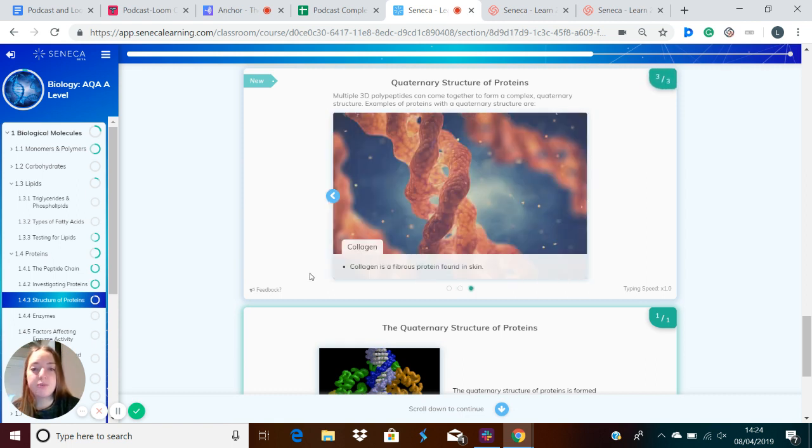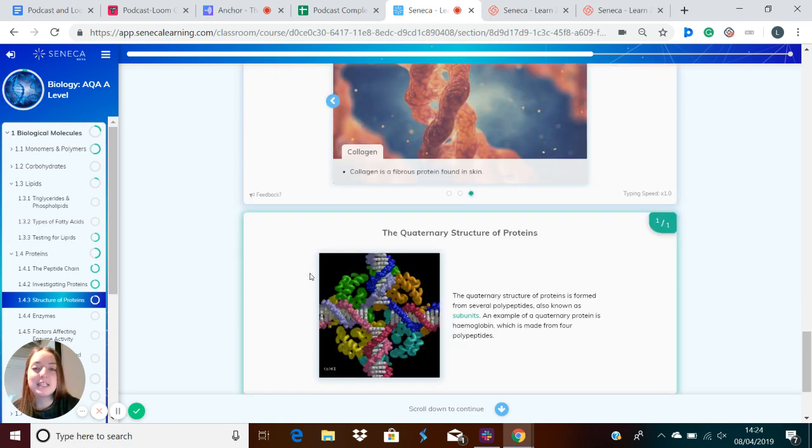Another quaternary structure protein is collagen, and this is a fibrous protein which is found in the skin.